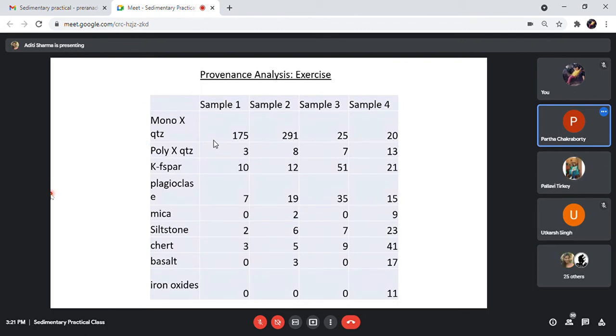Ma'am, for total quartz, we'll add the mono and polycrystalline quartz. So for the total quartz, we'll add up the monocrystalline and polycrystalline quartz, mono and poly. If you add, then you get the total quartz. Then similarly, potash feldspar and plagioclase feldspar, if you add, you get the total F. And all these 5 will give you the lithic fragments.